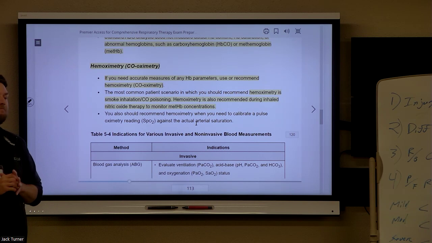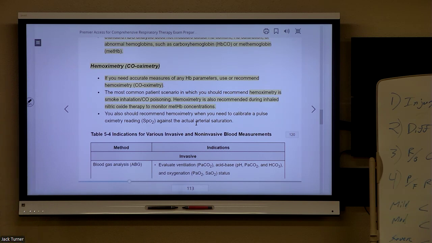Or was that another test? No, so for that, you want to do the exhale carbon monoxide test. So it's like exhaling the amount of carbon monoxide. We'll talk about it later on in this chapter. Yeah, that's carbon monoxide, right?